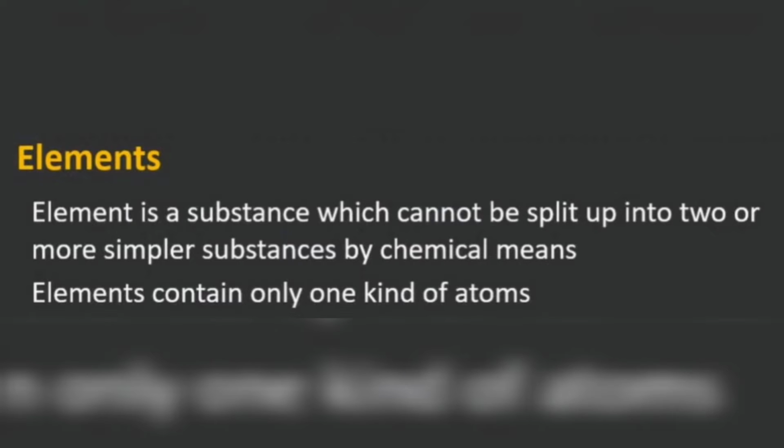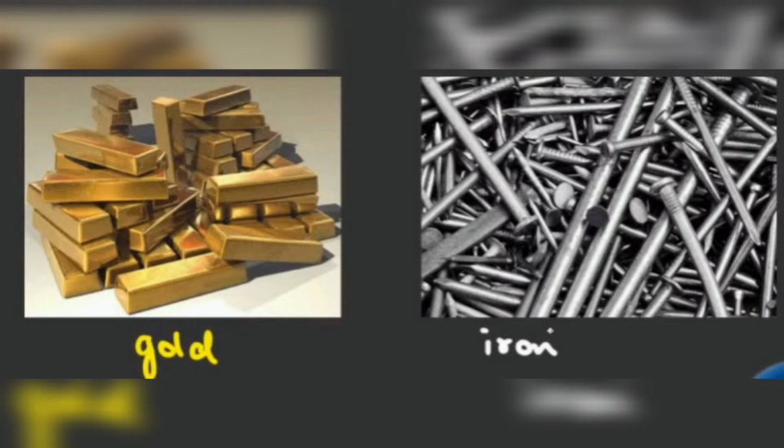An element is a substance which cannot be broken down into two or more simpler substances by chemical reactions. Elements contain only one kind of atom, isn't it? You already learned this in lower grades. Suppose gold, we cannot break it down into smaller substances, because these elements are chemically the simplest substances, which cannot be broken down into smaller substances by chemical reaction. Now let us move on.